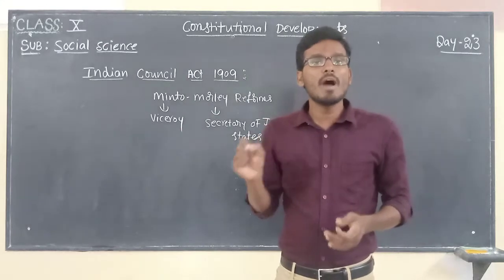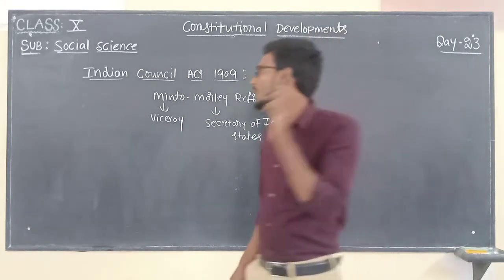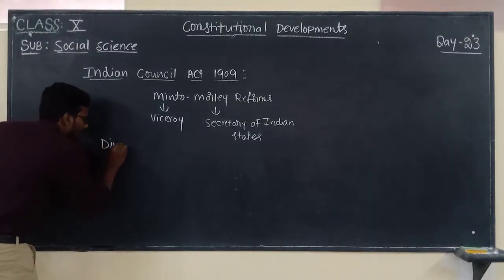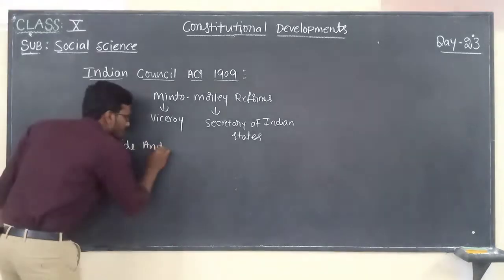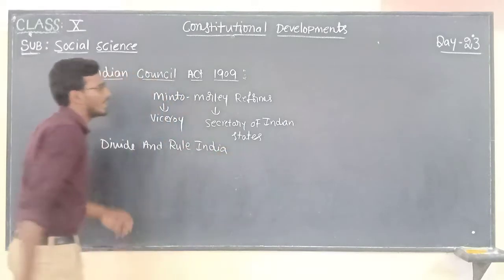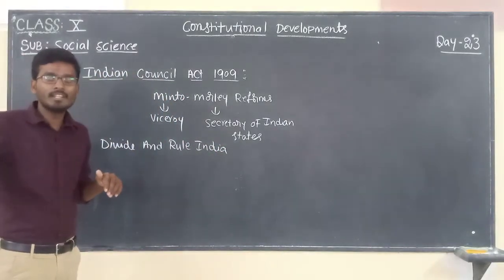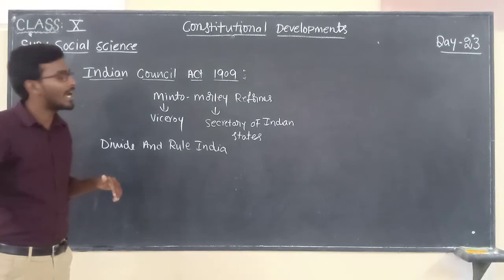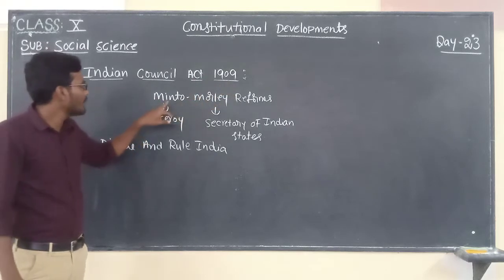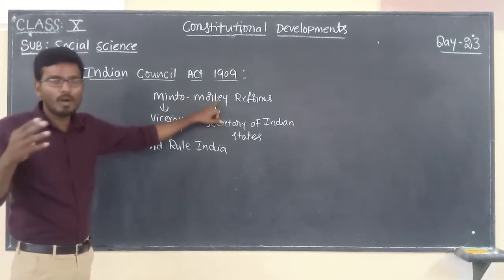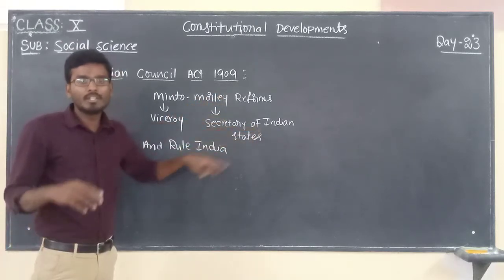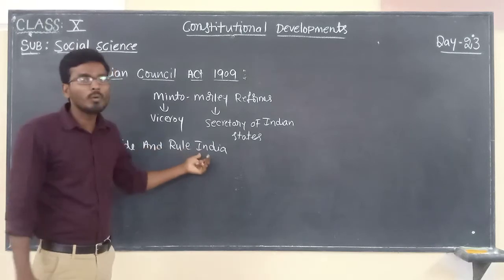See, the major aim of this act was to divide and rule India. This act was implemented to divide and rule India. Previously we discussed the Indian Council Act 1892. After that, the Indian Council Act 1909. At that time, Minto and Marley, two important officials, brought these reforms. Minto was Viceroy and Marley was the Secretary of Indian States. So the major aim of this act was to divide and rule India.